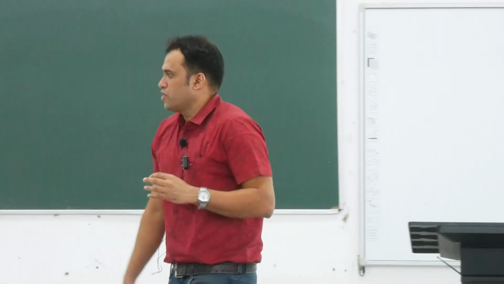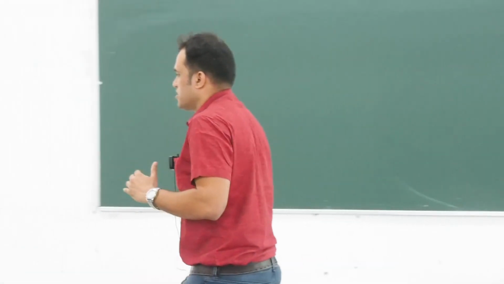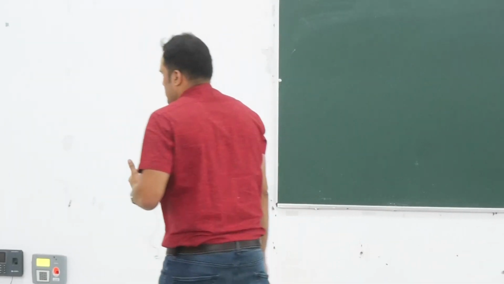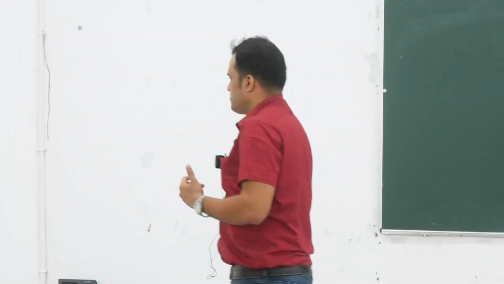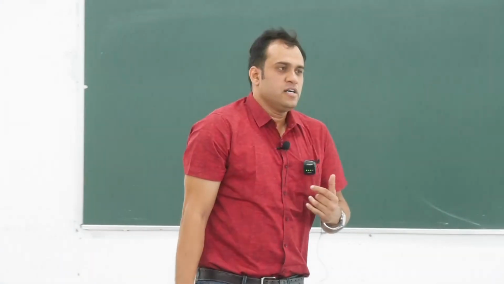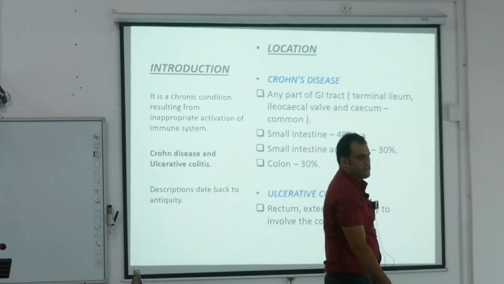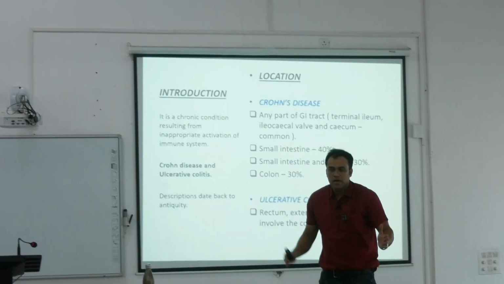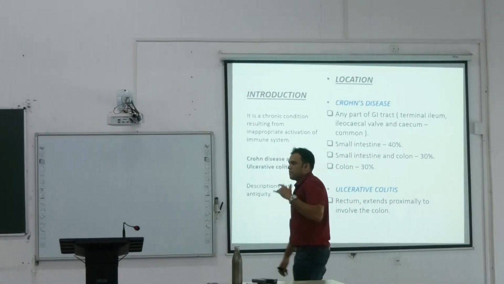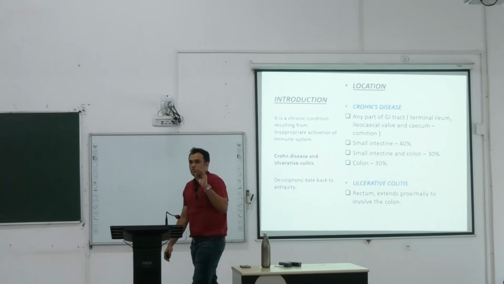So what is ulcerative colitis? The basic pathology in ulcerative colitis or Crohn's disease is improper activation of the immune system. There is improper or inappropriate activation of the immune system. So the immune system plays a pivotal role in the pathology of ulcerative colitis and Crohn's disease.